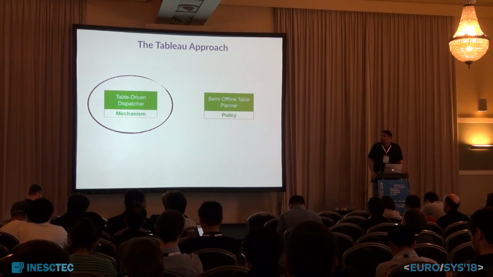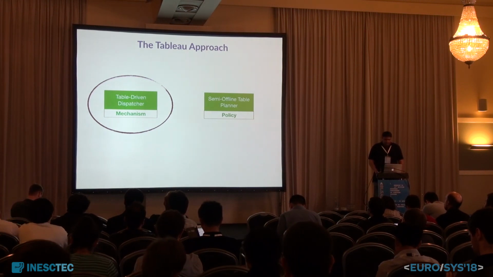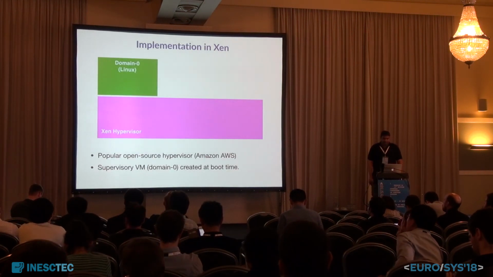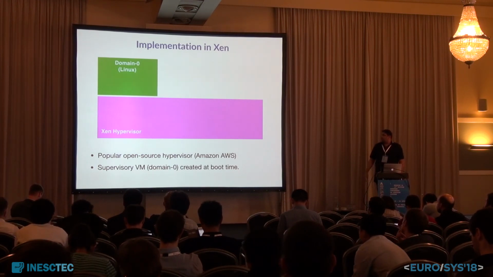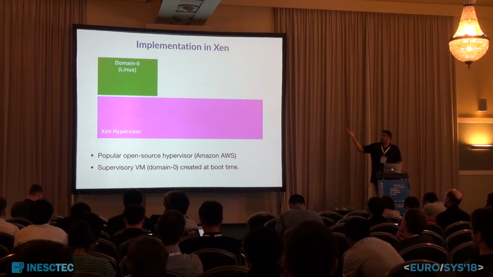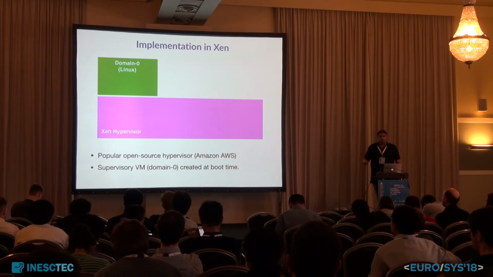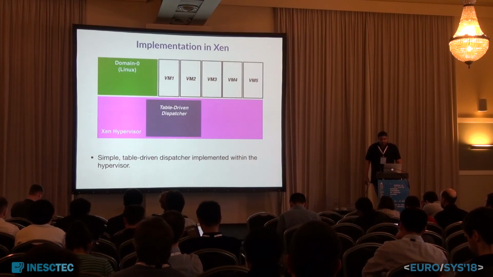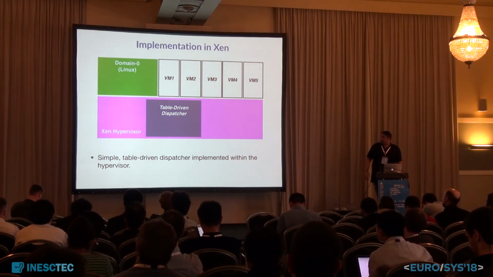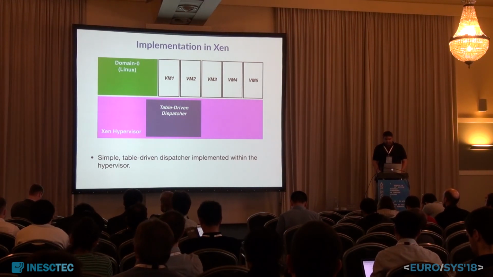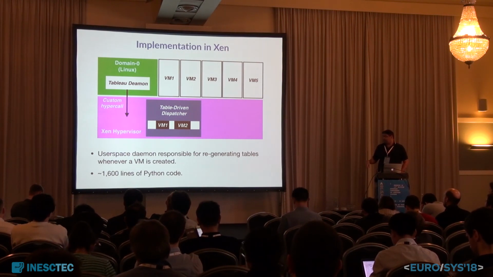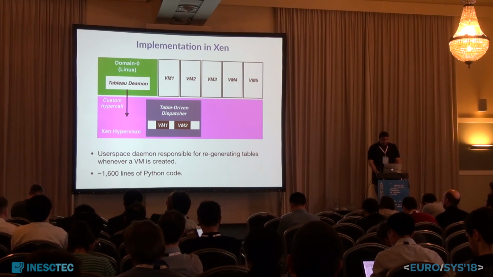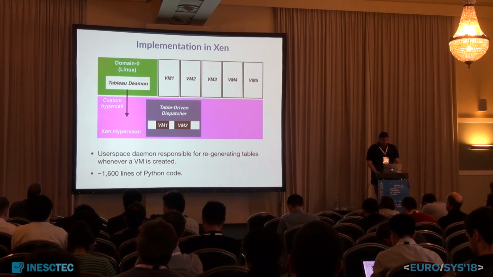All right, so I want to briefly talk about the mechanism itself. We had an implementation of Tableau in Xen, which is a popular open source hypervisor, and it creates this supervisory VM when you boot Xen up. Within Xen, the hypervisor itself, we implemented a simple table-driven dispatcher. And in user space, we had a daemon that's responsible for regenerating tables whenever VMs are created. And this was about 1,600 lines of Python.